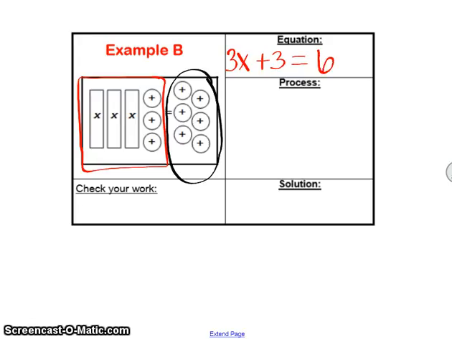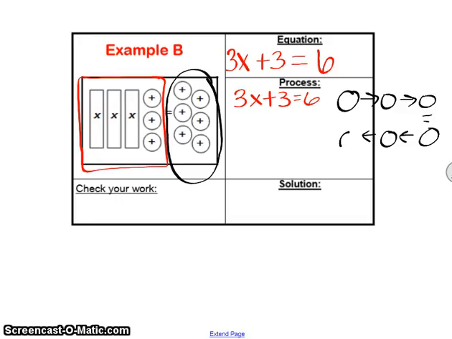So now I've created a two-step equation. So I rewrite it. 3x plus 3 is equal to 6. And remember that there are a few ways that I can solve this. I can use my circles, I can use those do and undo boxes, or I could just solve it.